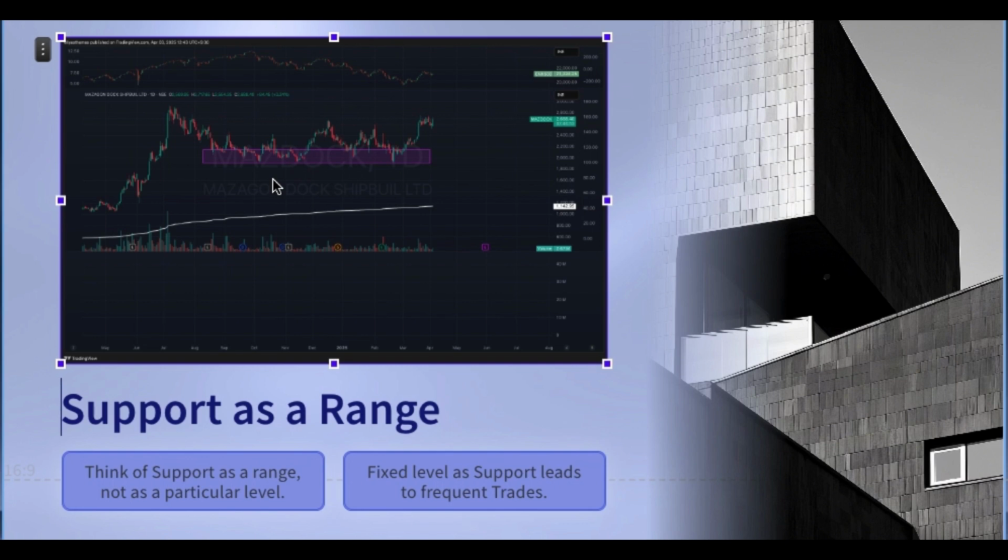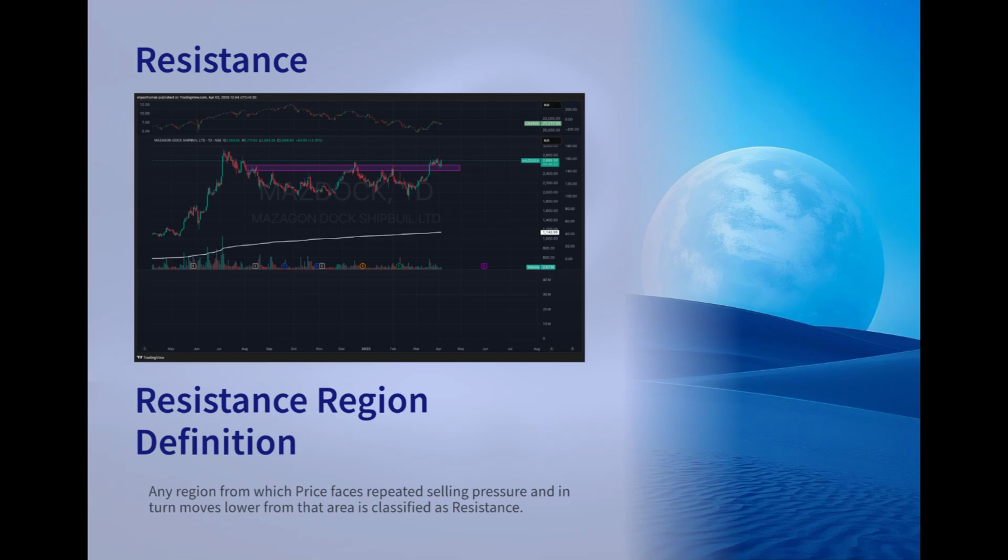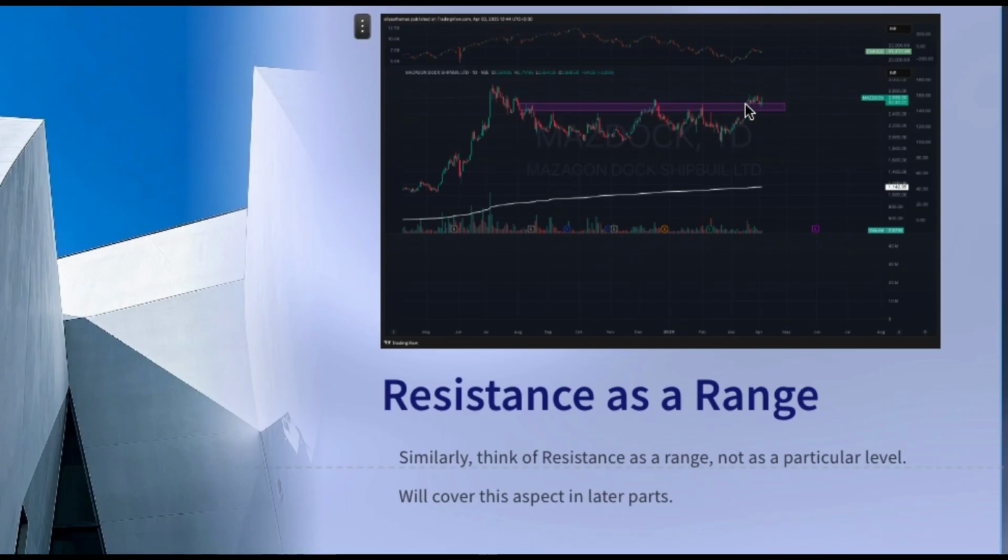Now, the typical mistake that beginners make while trying to learn about support and resistance is that they tend to get too focused on one particular level. Before coming to this aspect, I'll just show you how resistance looks. Now, this is how typical resistance looks. The price has probed this region several times, and then it moves down. In the previous chart, price probed this region many times, and the price moved up.